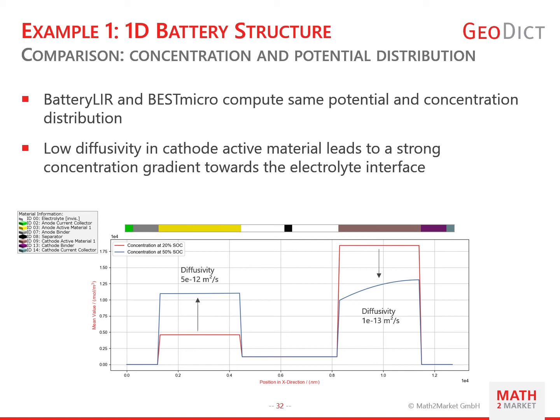This 1D example makes it easy to see the effects of different diffusivity values. The low diffusivity in the cathode material leads to a strong concentration gradient towards the electrolyte interface from 20 to 50% state of charge.